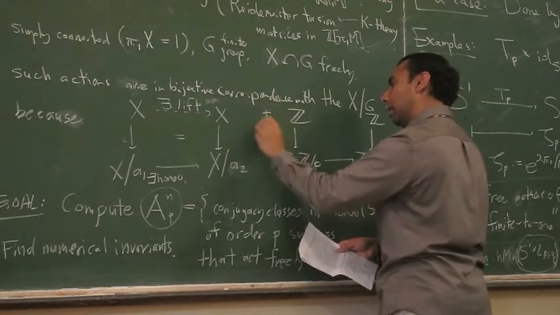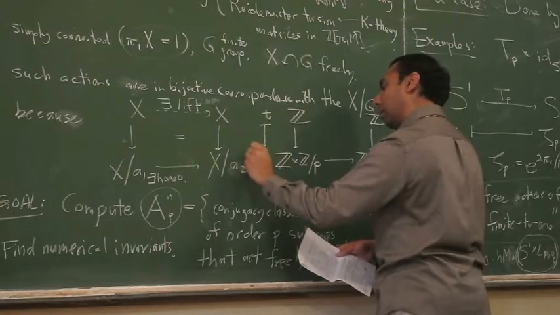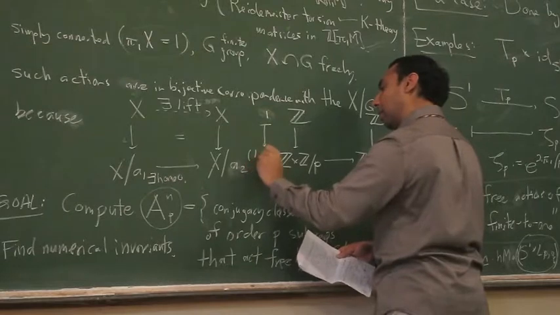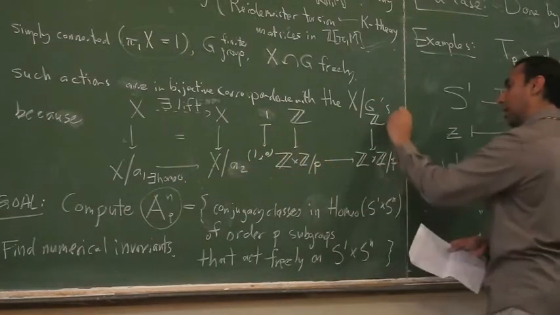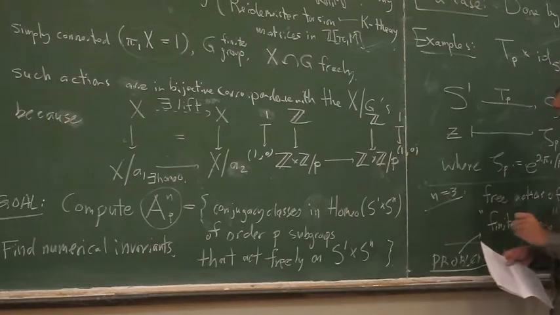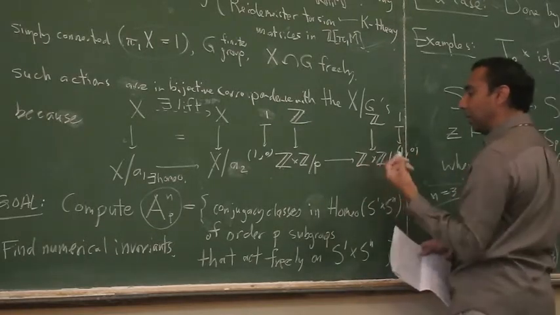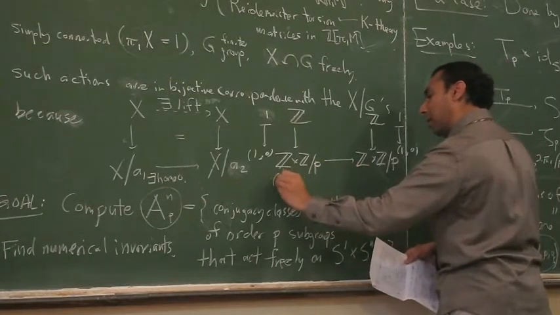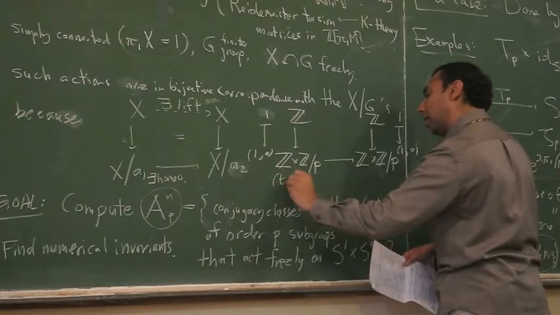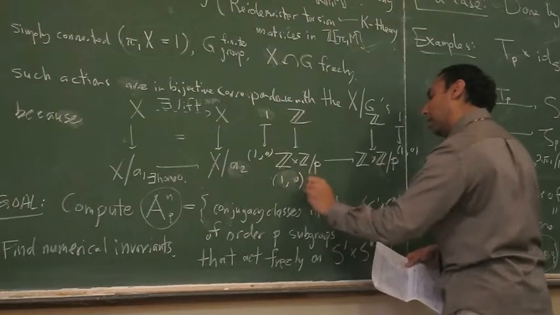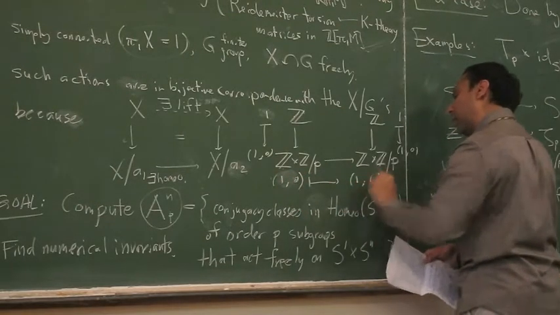T goes to 1, 1 goes to 0, 1 goes to 1, okay, standard maps. But here you can have a strange map. You could have 1 comma 0 go to 1 comma 1.